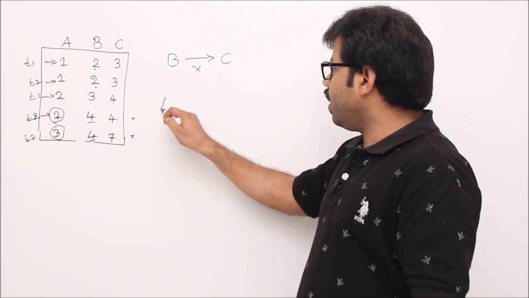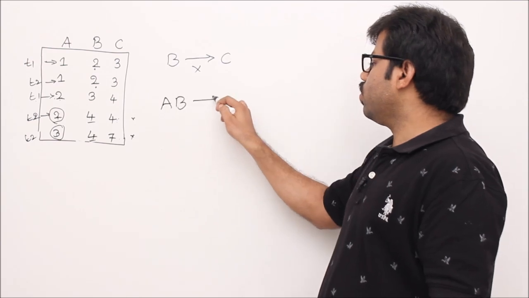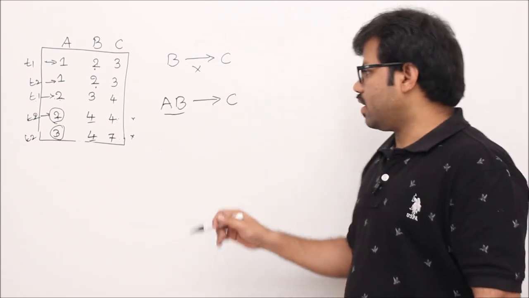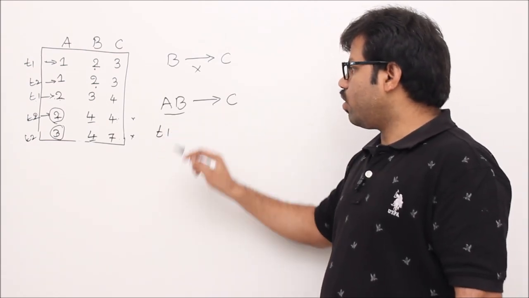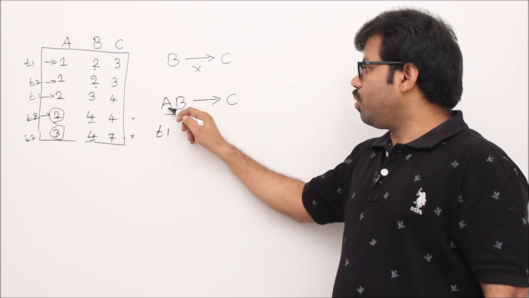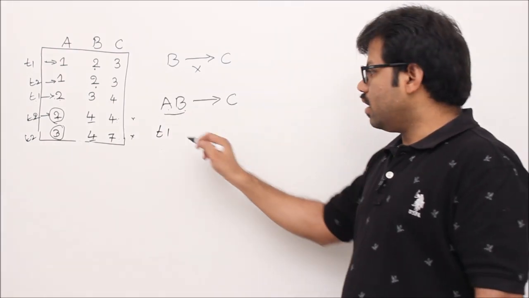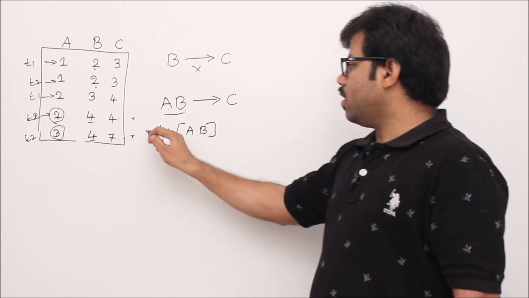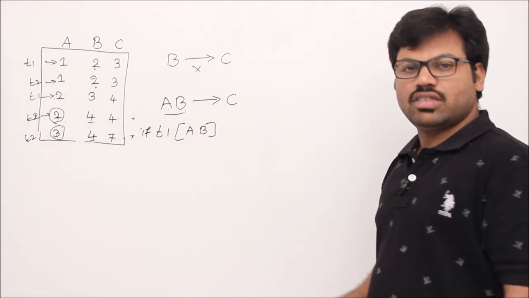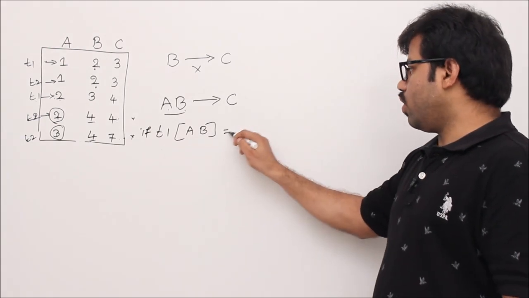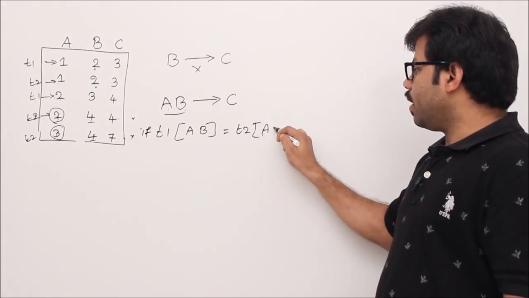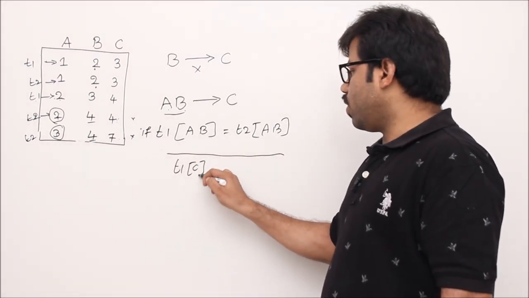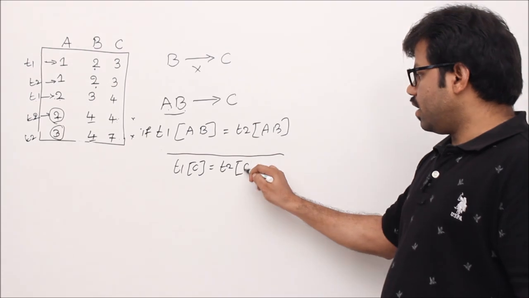Now at least we try A, B determines C. Is it true? Sir, how do you check two attributes at a time? The rule is like this. Whenever you want to say that the combination of attributes AB determines C, then this should happen. Tuple 1 at AB combination, let me extend the concept. If tuple 1 of AB equals tuple 2 of AB, then what should happen? Always tuple 1 of C equals tuple 2 of C. This is the rule. Let's try that.